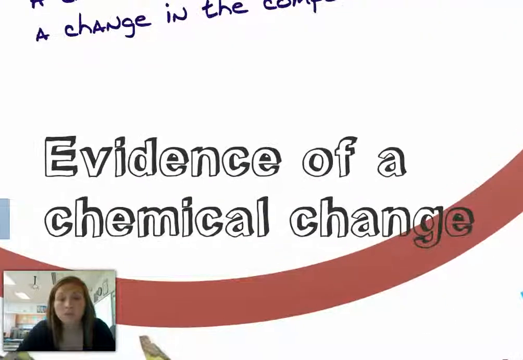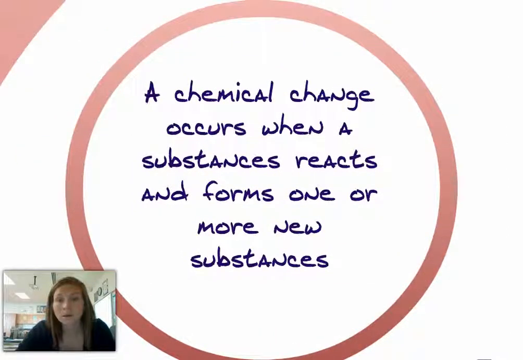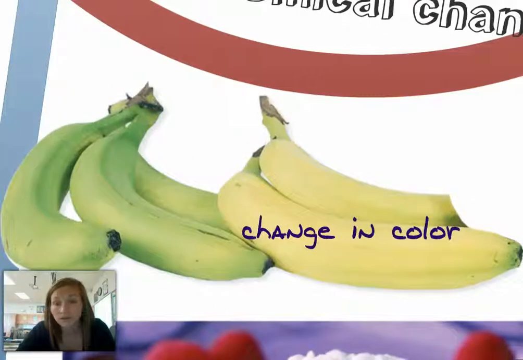So some ways that we can identify if there has been a chemical change: a substance reacts and then can form one or more new substances. So it might look completely different. Sometimes it may change in color, but you have to be careful about changes in color, because changes in color can sometimes be mistaken for physical changes. Like if I just dyed water with food coloring, that would not be a chemical change, that would just be a physical change because I did not manipulate the actual molecular structure.